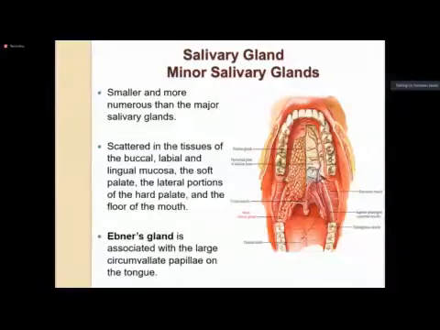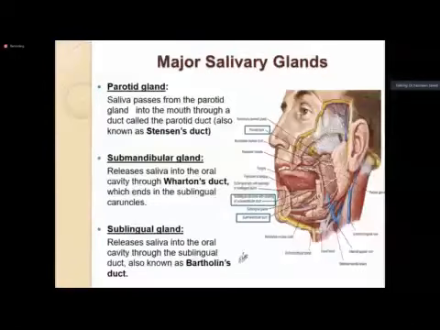Von Ebner's glands जो हैं वो present होते हैं at the posterior 1/3 of the tongue पे. So these glands are associated with large circumvallate papilla on the tongue. So these are minor salivary glands. Then we have the major salivary glands. Major salivary glands are basically the parotid gland, the submandibular gland, and the sublingual gland, which are present in the oral cavity.